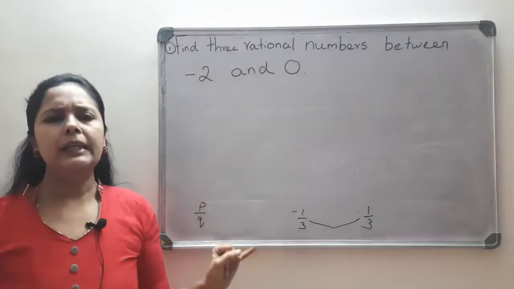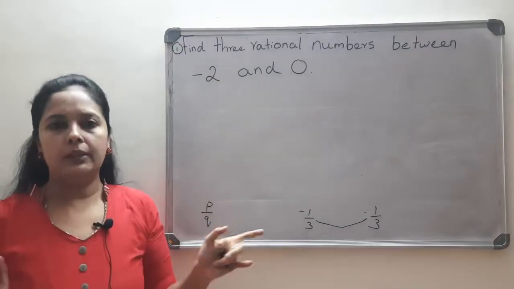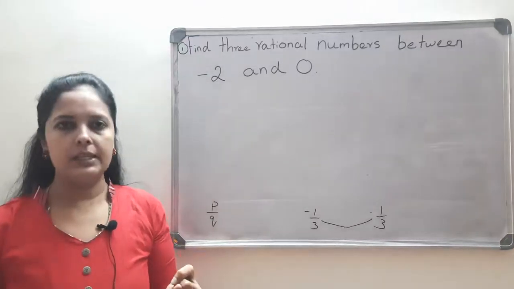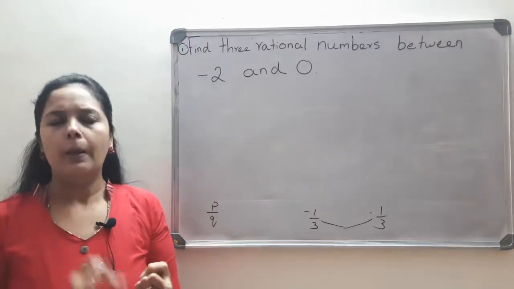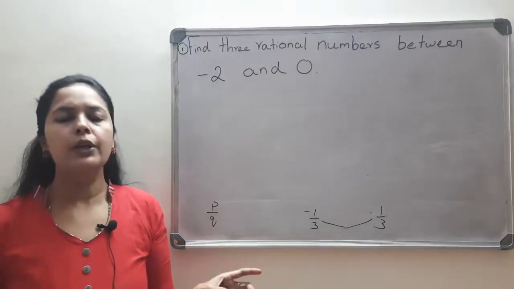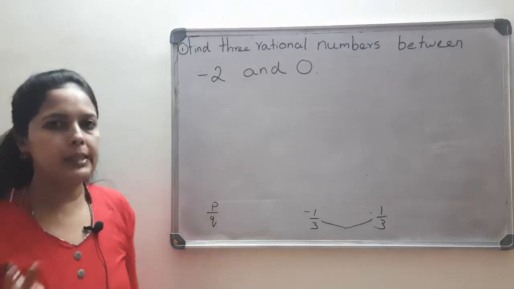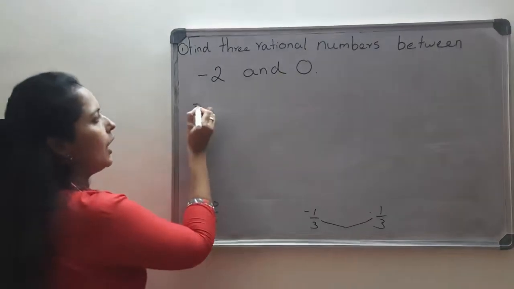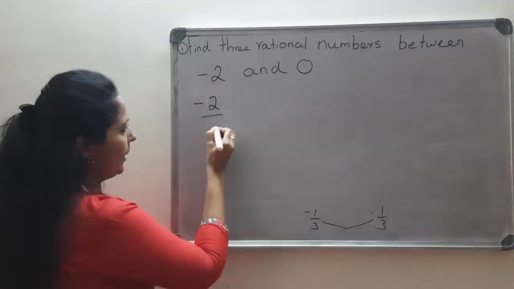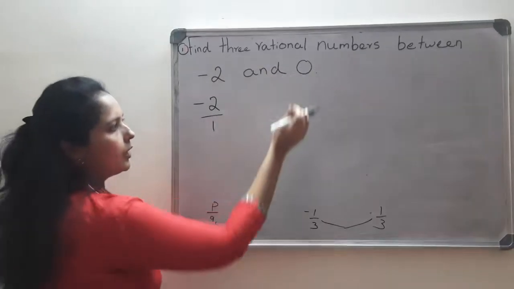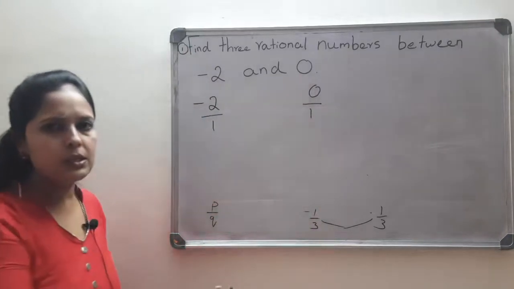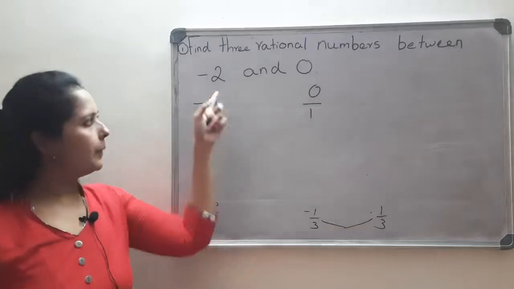So before finding any rational number between rational numbers, you have to make the denominator the same. Understand? That is the first thing you should do. Make the denominator the same. Whatever numbers they have given, you should make the denominator the same. Okay, see minus 2. How will I convert this into a rational number? Minus 2 by 1. 0, how am I going to do? 0 by 1. 0 by 1 is 0. Minus 2 by 1 is minus 2.